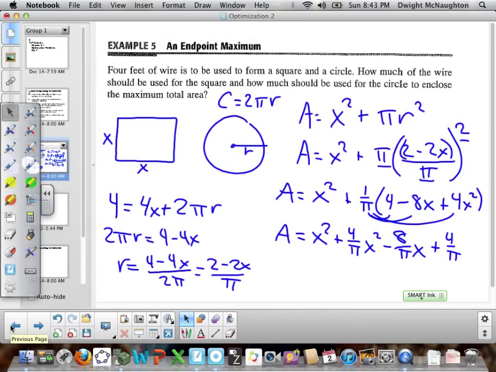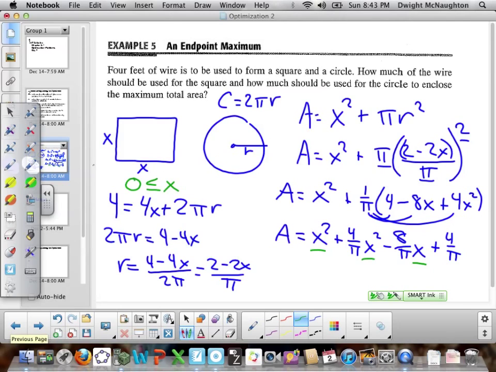If we take a look here, x is our variable. And what are the ranges for x? Well, if we look, we assigned x to the square. Well, the minimum x could be is 0 if we don't make a square at all.